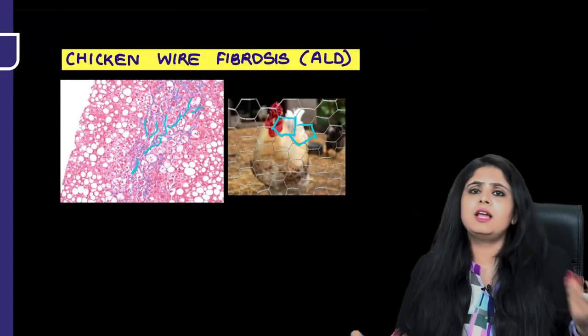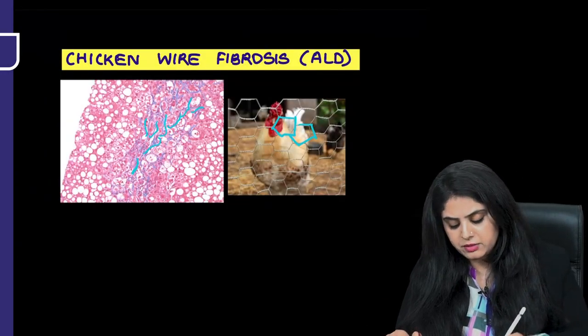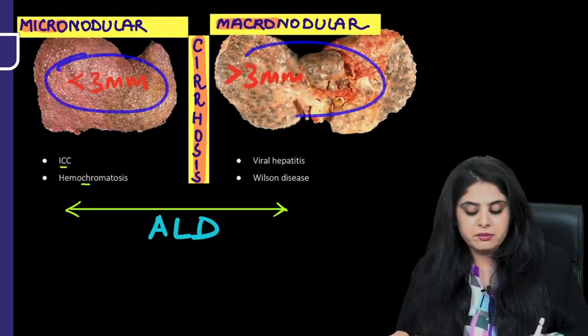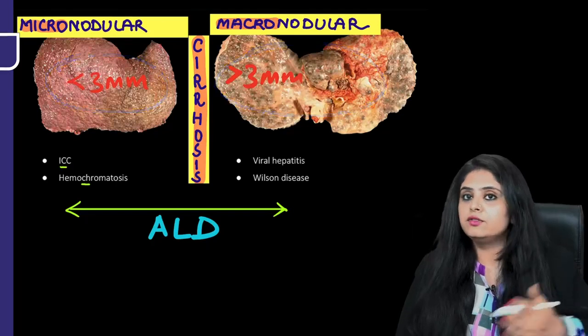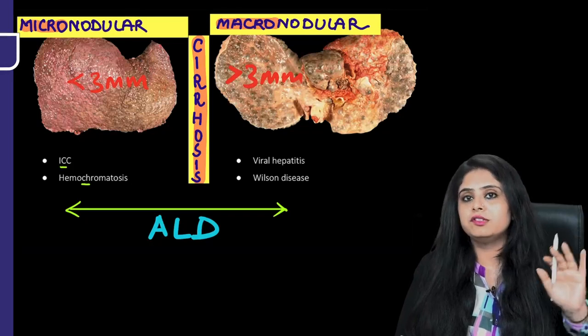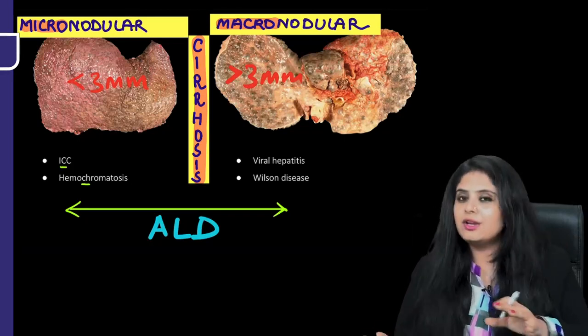Okay, after this what will happen? After this toh nothing can happen. After this patient is going to go into cirrhosis, micronodular chhota nodules, then big nodules, and then finally death. You've seen the sequelae, fatty liver with Mallory-Denk bodies, chicken wire fibrosis, and cirrhosis. Okay, this is all alcohol related.